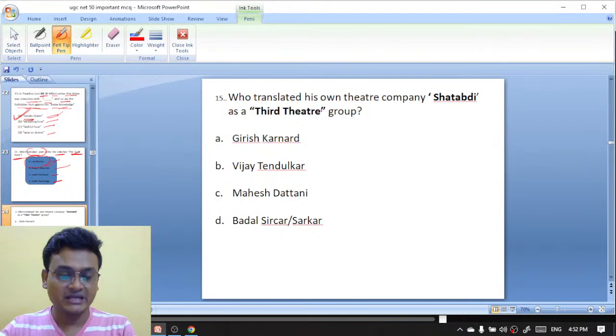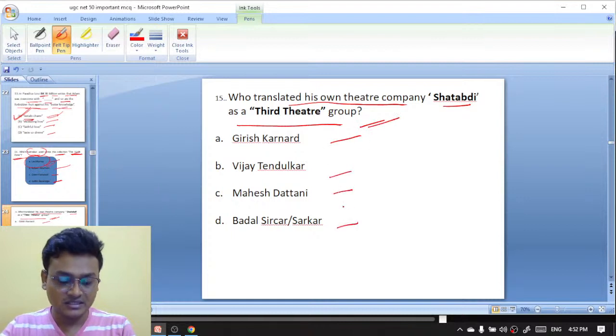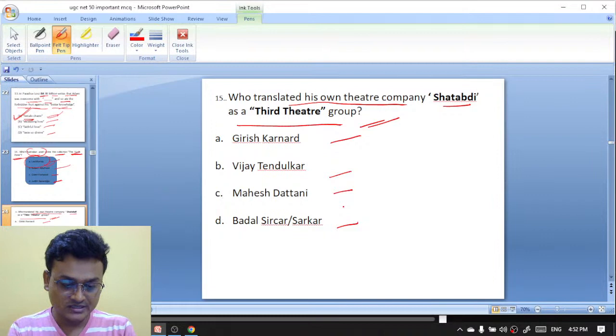Many times I have discussed this question. Who translated his own theatre company Shatabdi into the third theatre group? Karnad, Tendulkar, Mahesh Dattani, or Badal Sarkar? Do answer in the comment box.